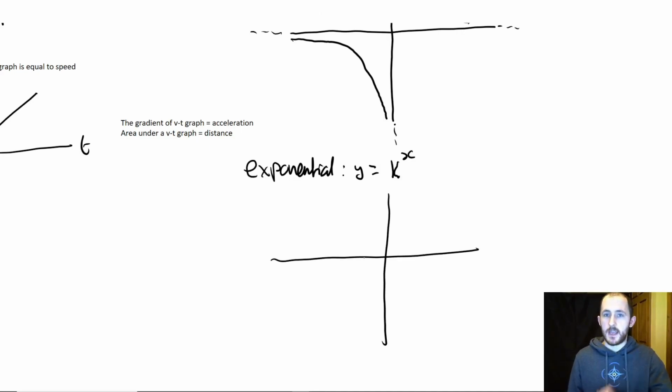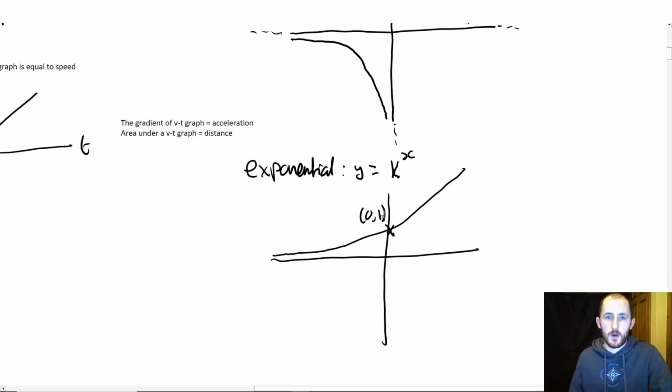It never touches the x-axis, good. And guess what else? It always crosses at 1. No matter what exponential graph you have, it's always going to cross at 1. And have a think about why. But yes, it never touches the x-axis. In fact, I'll write that down. Never. And again, think about why it can't touch the x-axis.